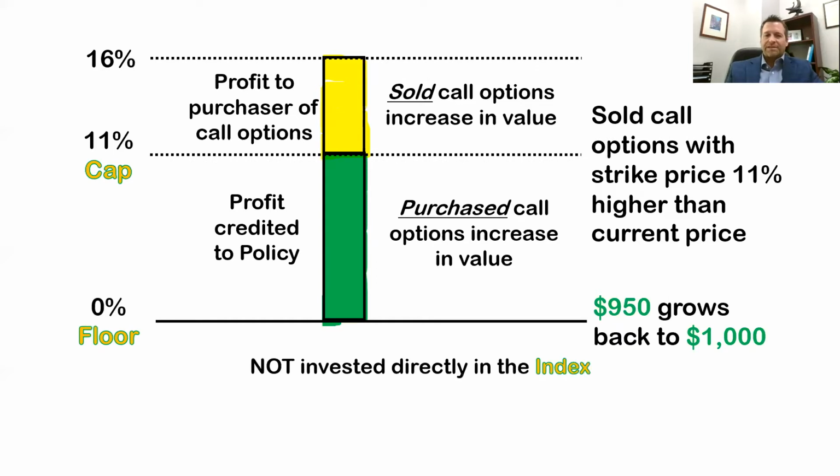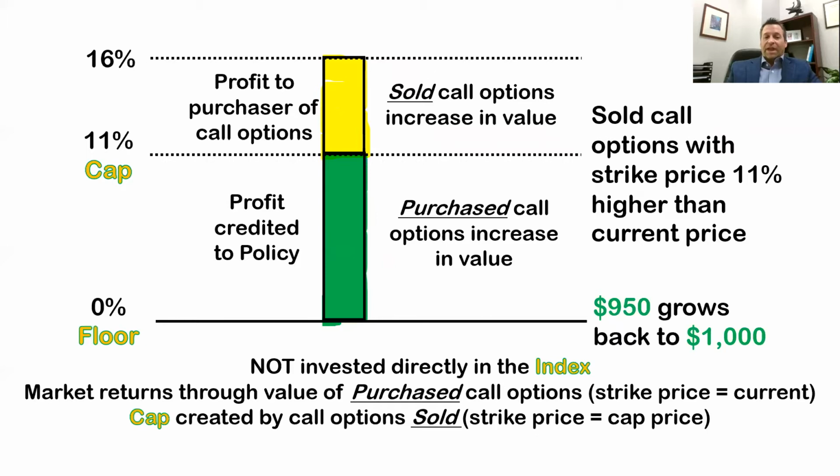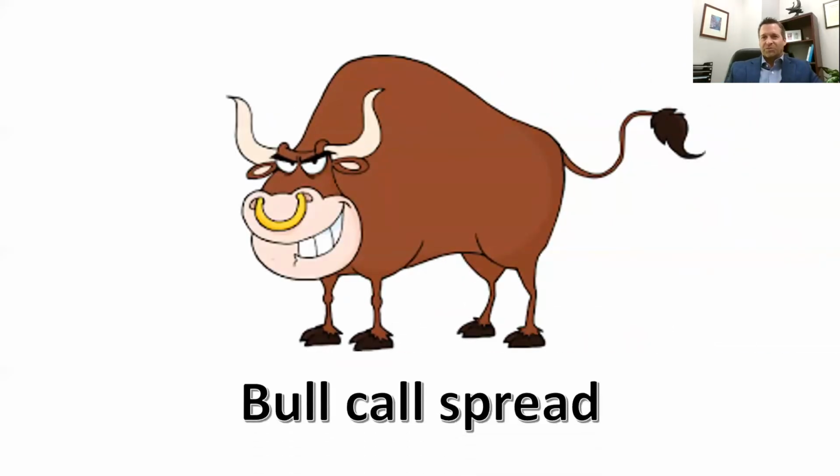So to summarize, we're not invested directly in the index. We get market returns through the value of purchased call options that have a strike price equal to the current price. We have a cap that's created by call options that we've sold with a strike price equal to the cap price. And the floor is maintained by conservative investments in the general account. So for those of you keeping track with your financial dictionaries at home, that index crediting method that we just talked about is called a bull call spread.